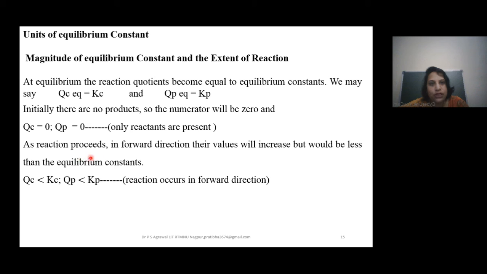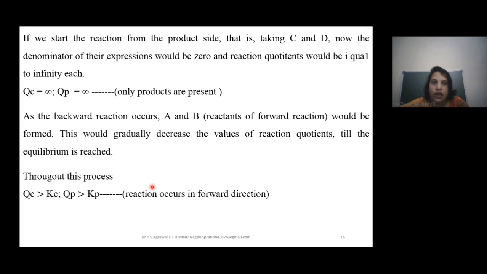As the reaction proceeds in the forward direction, the value of the reaction quotient will increase but would be less than the equilibrium constant. That means the reaction is occurring in the forward direction. If we start a reaction from the product side, that is taking C and D, now the denominator would be 0 initially and the reaction quotient would be infinity. Means only products are present.